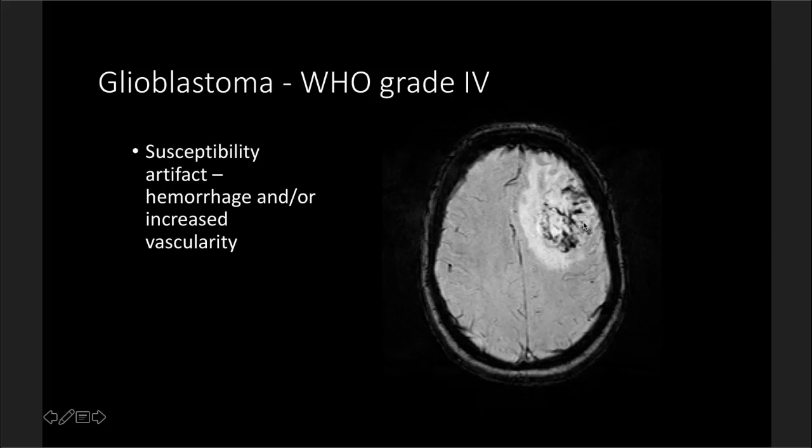The other thing you'll notice here is that some of the vessels are dark on the SWI image, and glioblastomas can be hypervascular. So some of these dark areas could be blood vessels within the tumor. And then the final thing is calcification that can have susceptibility artifact. But this is a GBM, and this is probably hemorrhage within the GBM.